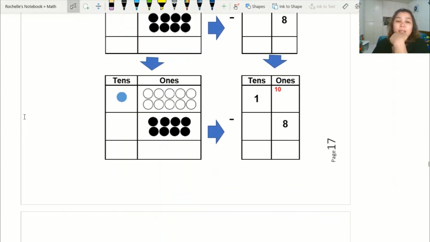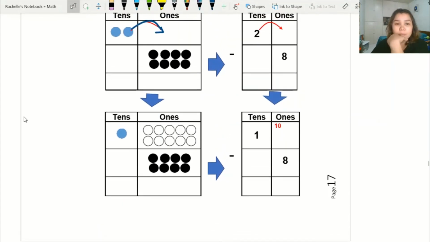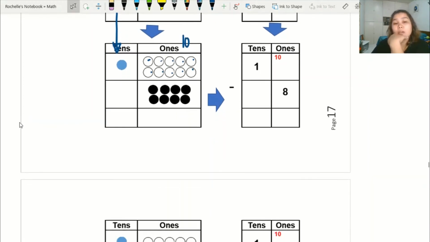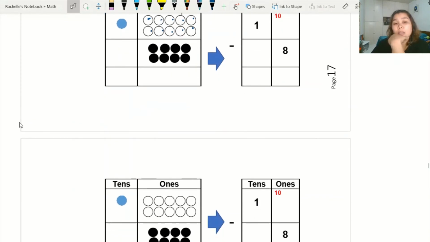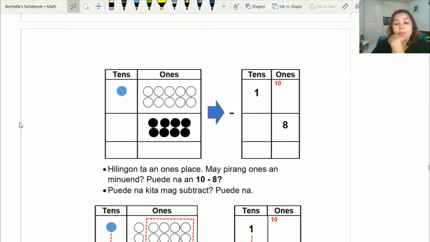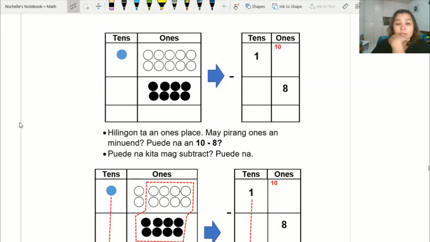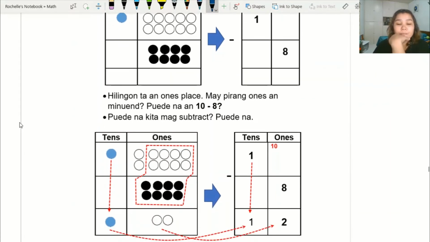Kaya ang mangyayari, let's compare. Tingnan nyo, ito, blue chip, nilipat. Kaya ang natira na lang ito. And then this one now becomes 1, 2, 3, 4, 5, 6, 7, 8, 9, 10. Kaya nag-borrow 10. So, can we now get 8 from 10? So, pwede na ba? Oo na.